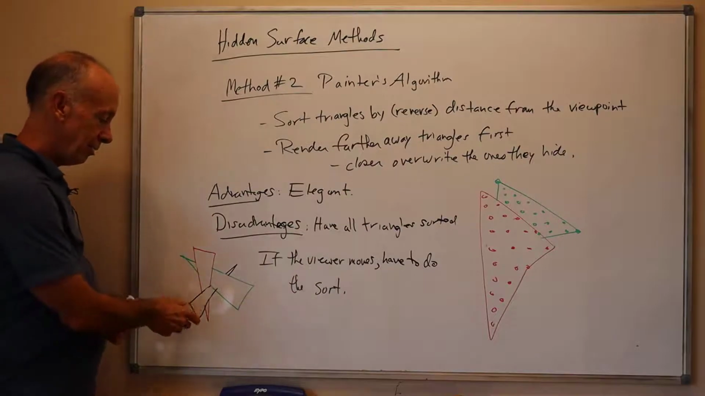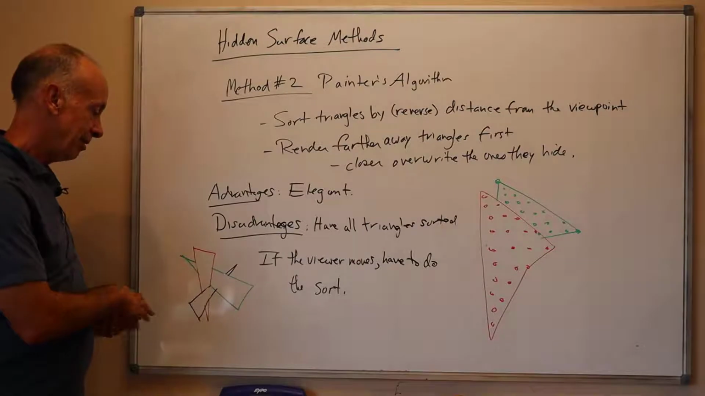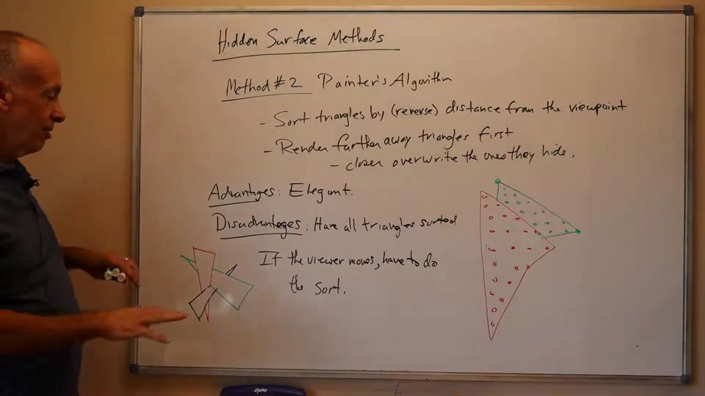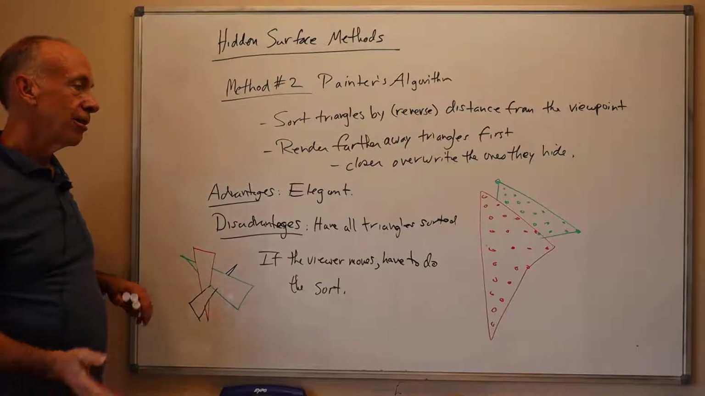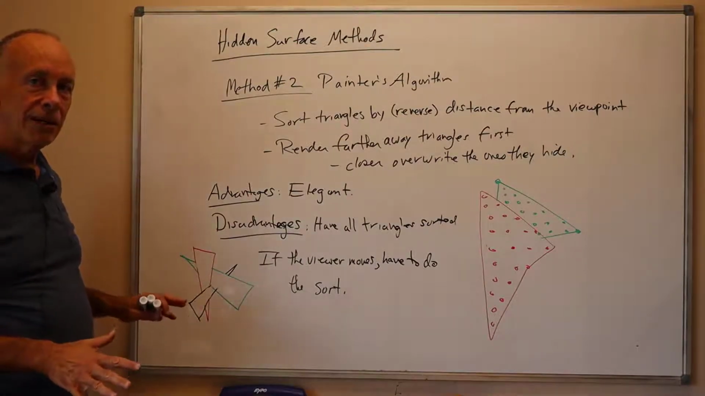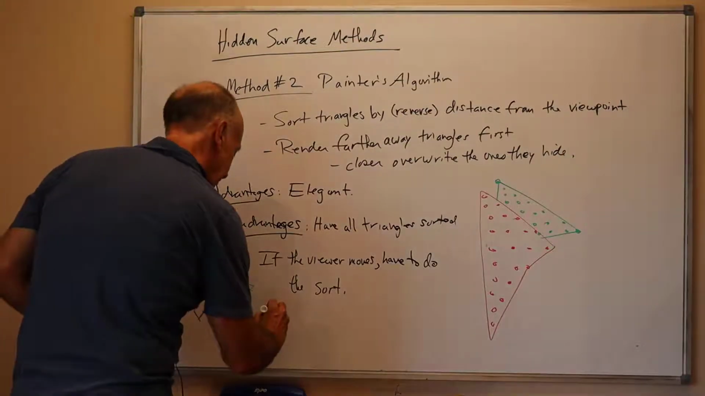The black one is over the red and under the green, is over the black and under the red, is over the green and under the black. So here there's no way to sort them. You can't draw the red first, or the green first, or the black first. So in this kind of thing, the painter's algorithm will fail. Not a particularly common thing, but it's definitely a disadvantage.